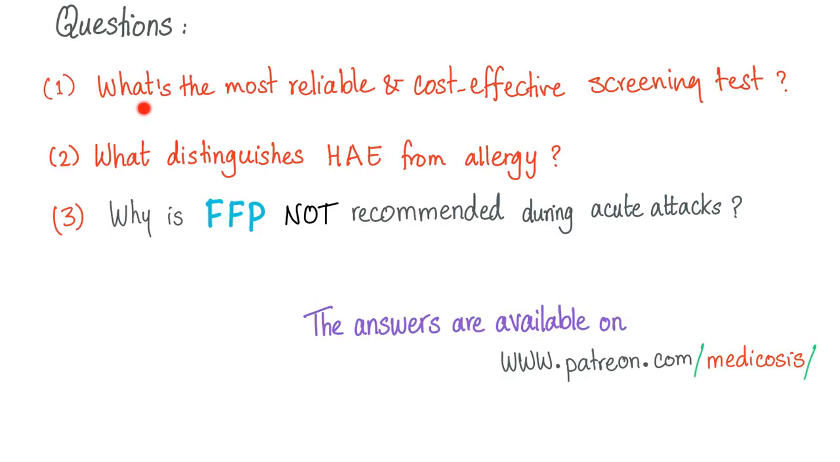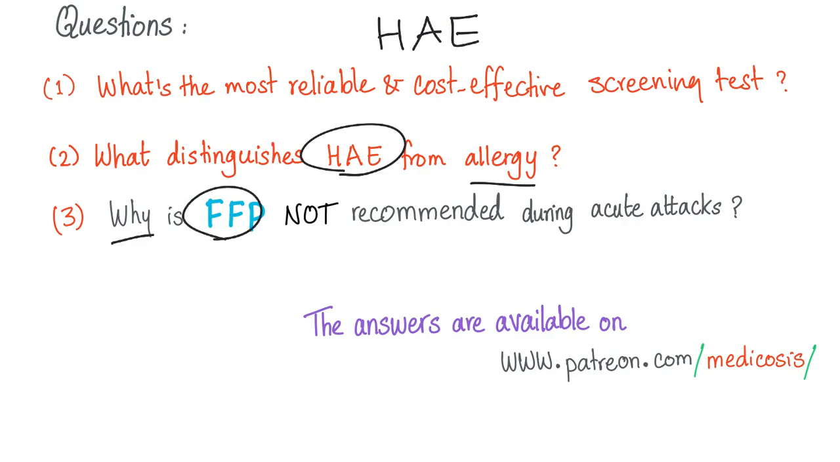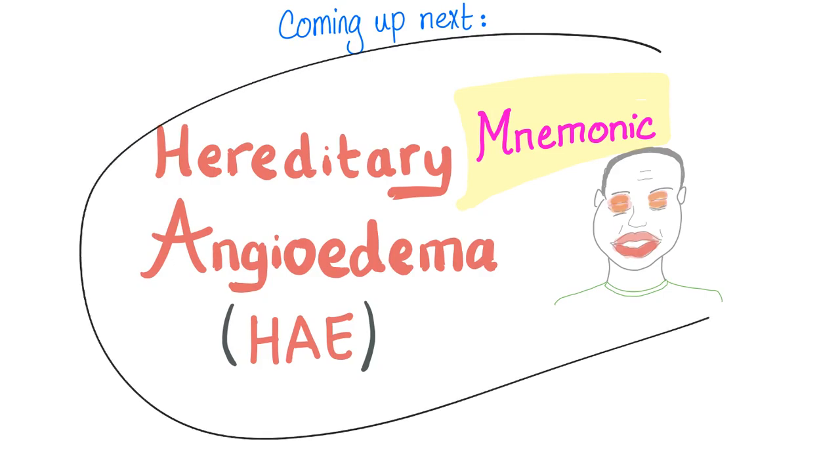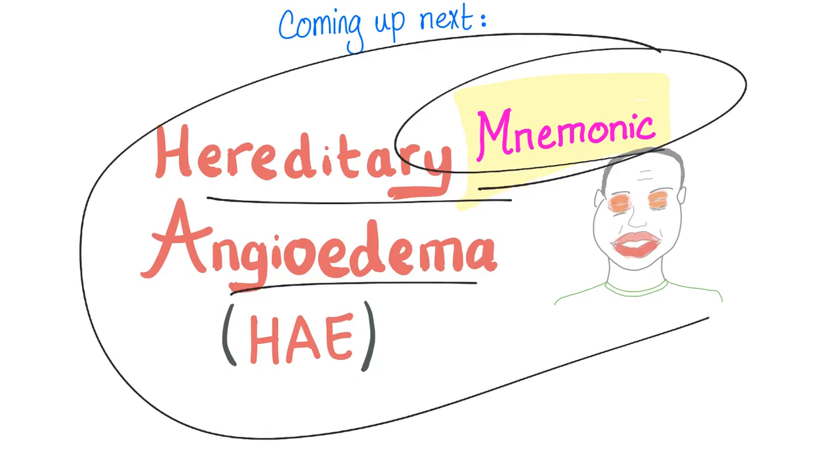Here are some questions for you. Number 1, what's the most reliable and cost-effective screening test for hereditary angioedema? Number 2, what distinguishes hereditary angioedema from allergic reactions? Number 3, why is fresh frozen plasma not recommended during the acute attacks? The answers to these questions are available on patreon.com/medicosis. And of course, let me know the answers in the comments. Next, we're gonna talk about a crazy mnemonic about hereditary angioedema.